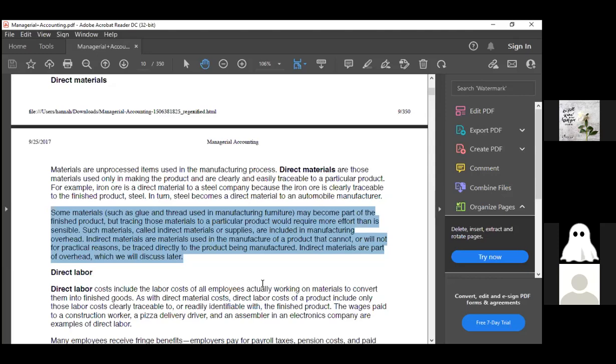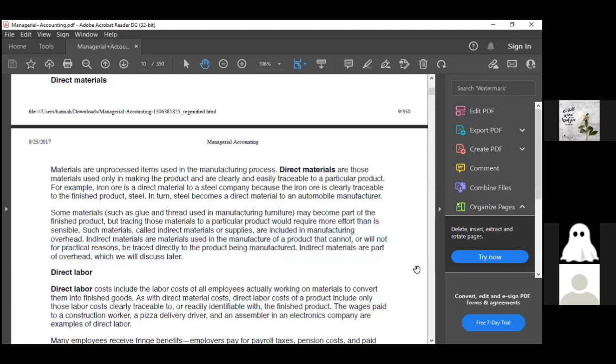Okay, so such things are manufacturing overhead, where indirect materials are those that are used in the manufacture of the product that cannot or will not, for practical reasons, be traced directly to the product. So indirect materials cannot be traced directly. I mean, you cannot correlate them directly to the product.